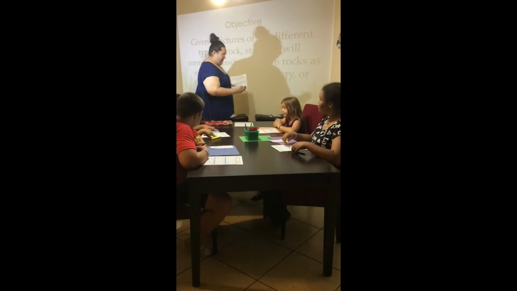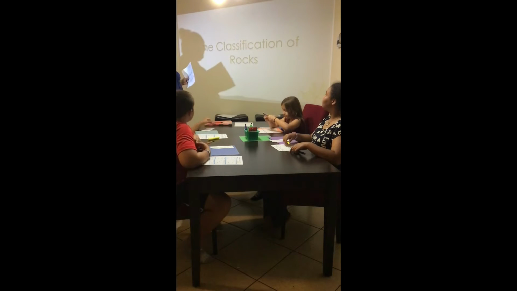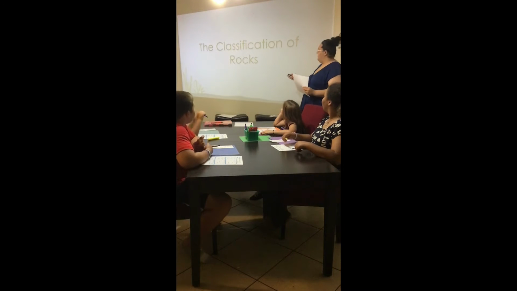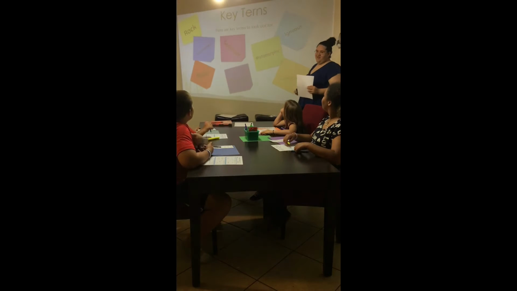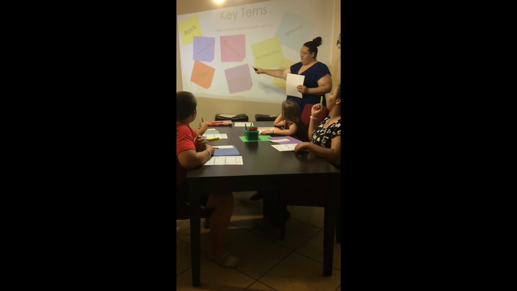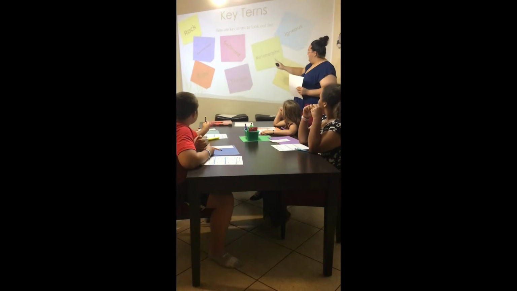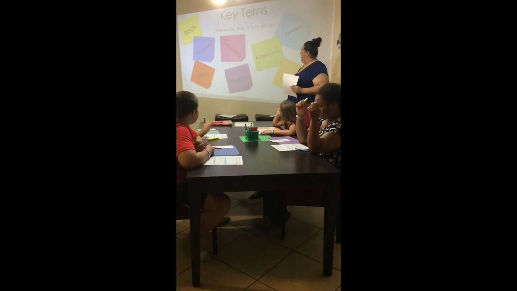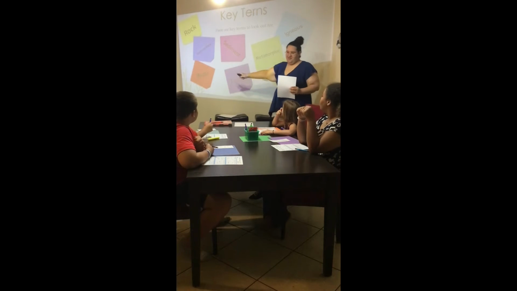All right, we are going over the classification of rocks. Here, I'll move over here, so that way you guys can see it better. All right, here's some key terms that we're going to think of. So we have rock, sedimentary, magma, sediment, igneous, texture, metamorphic, and composition. Gabriel earlier said magma. That's good.